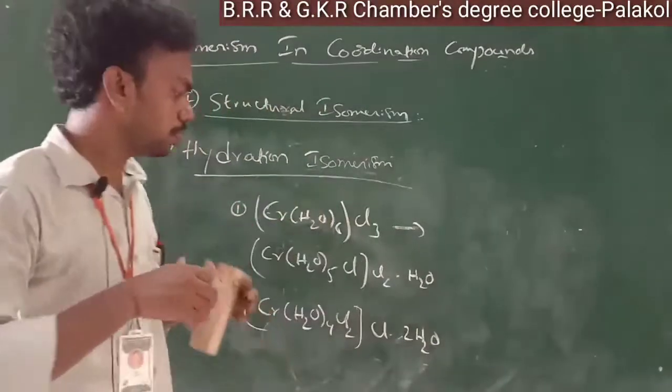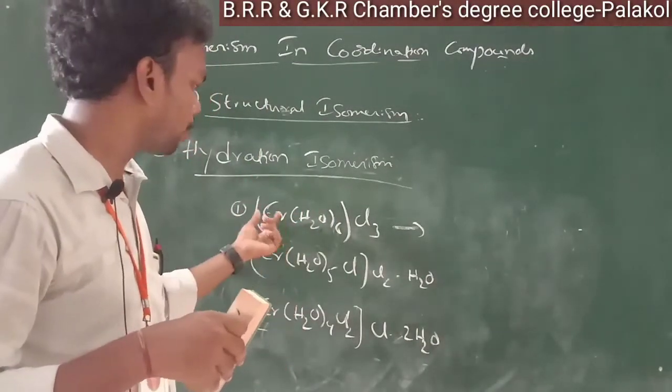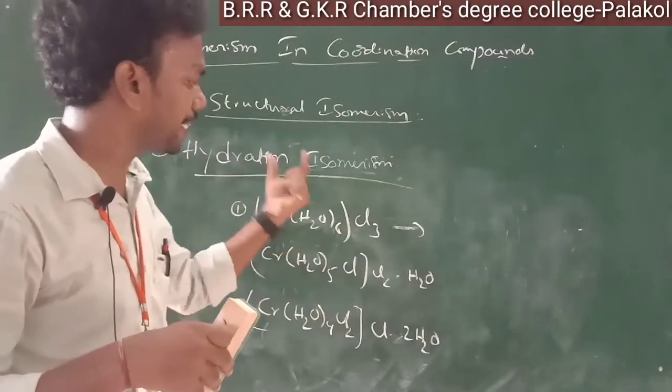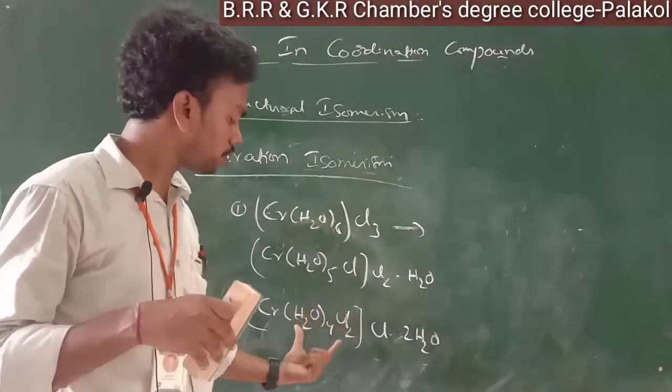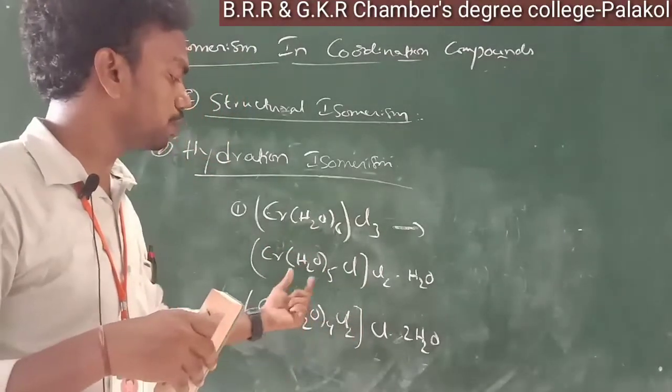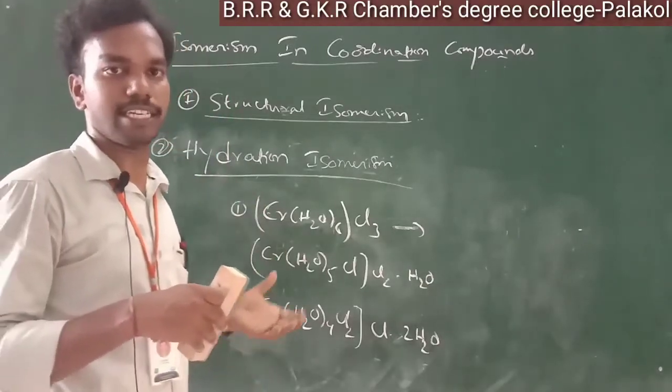So all these three complexes have the same molecular formula. It contains 1 chromium, 6 water molecules and 3 chloride ions. Here also 1 chromium, 6 water molecules and 3 chloride ions. But they have different physical and chemical properties. That is the definition of isomerism.